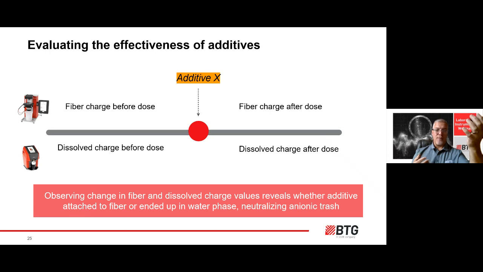If the fiber charge is moving more than the water charge, probably getting more in the fiber. Water charge moving more than the fiber charge, maybe you're not getting it where you want to. And you can start making some hard decisions about dosage order, points, type of chemistry, and really unlock the path forward. Highly valuable information from both of these devices.